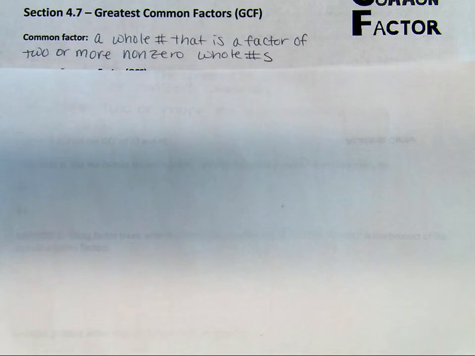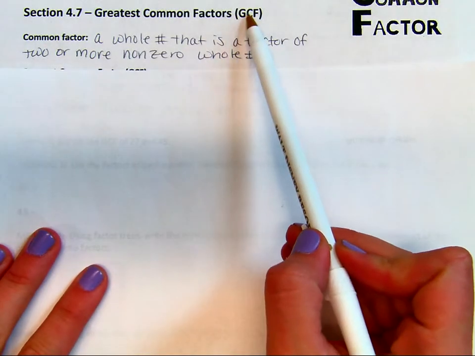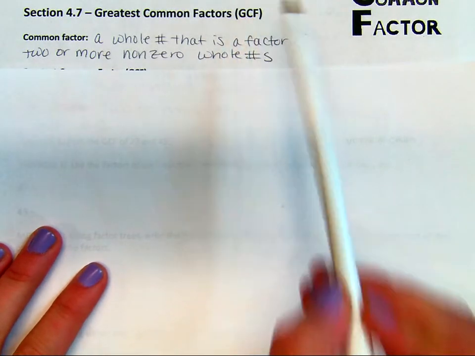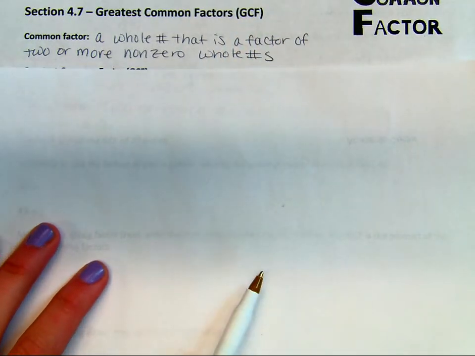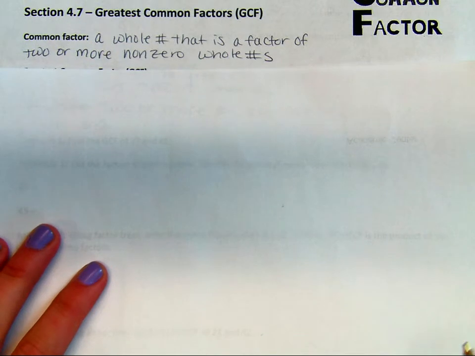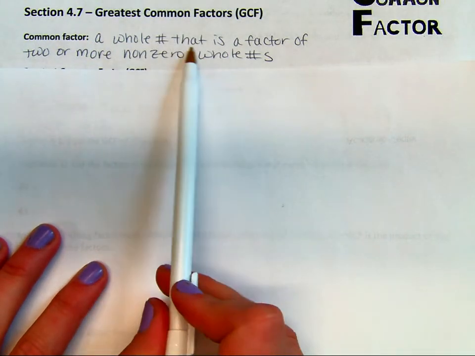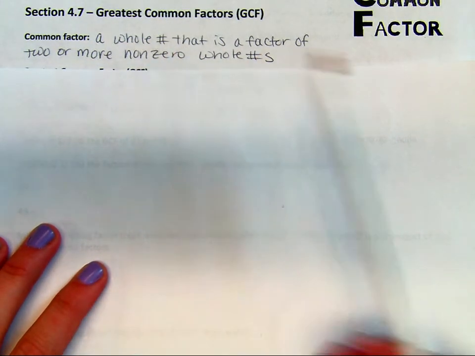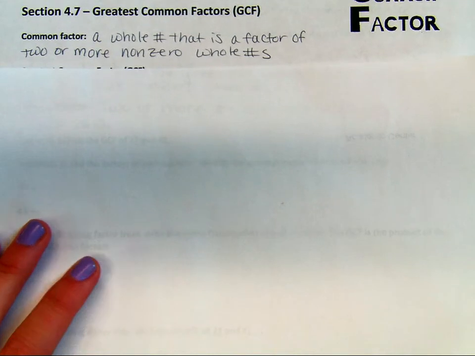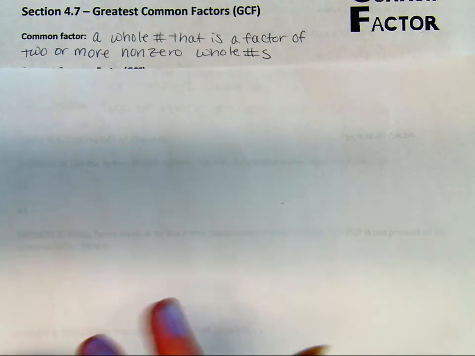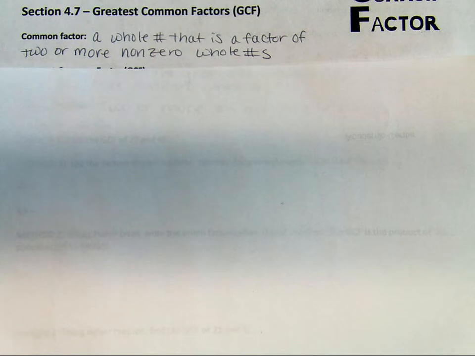In this video, we're going to talk about greatest common factors, also known as the GCF. This is how you're going to see greatest common factors written, GCF. First, let's talk about what a common factor is. A common factor is a whole number that's a factor of two or more non-zero whole numbers. For example, 8 and 16 have a common factor of 8 because 8 goes into both 8 and 16.